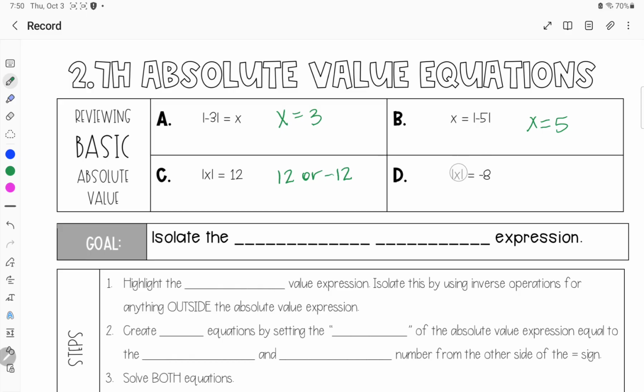On this one, as you're looking at it, is there anything that I can put in an absolute value that's going to give me out a negative? And hopefully you're saying no, because anytime I put something in absolute value, it's always a positive. So this one has no solution. It cannot be done.